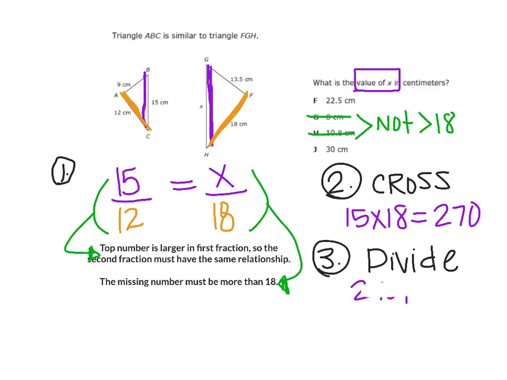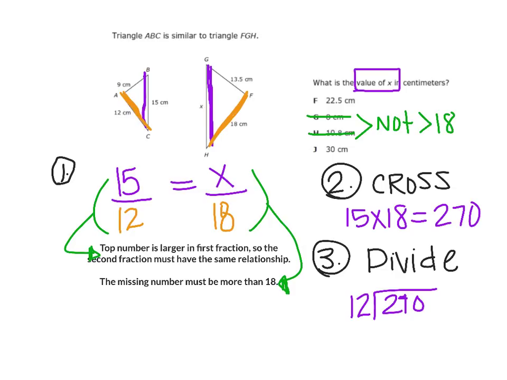Let me erase that. Okay. 270 is supposed to be divided by 12, not into 12. 12 goes into 270. When you go up here and look at your answer choices, it's either going to start with a 2 or it's going to start with a 3. So that's all I need to do to end up finding the right answer.